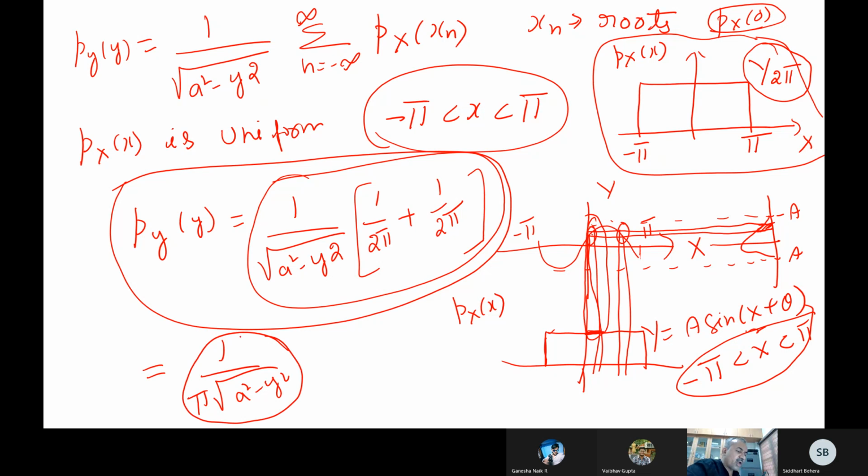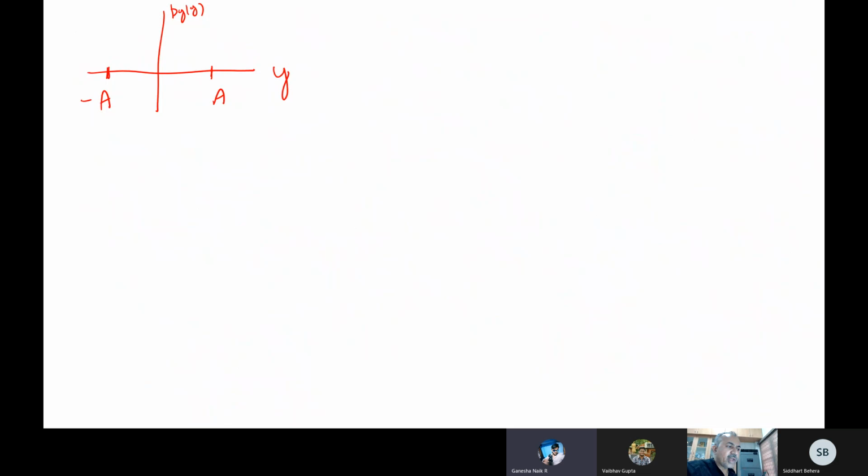If you try to plot it on the computer, okay. Now when y is equal to plus or minus a, what is its value? Substitute here. When y is equal to plus or minus a, what happens? It becomes infinity. When y is 0, if you substitute y, it becomes 1 by a pi. Excellent.